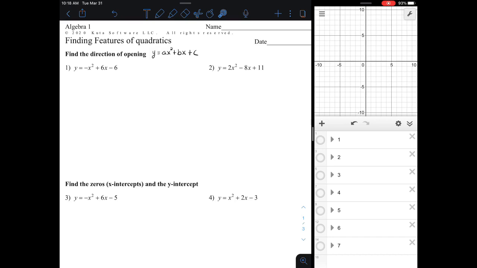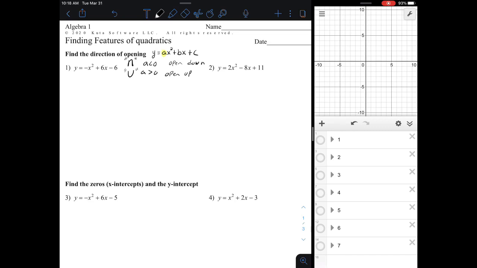And the way we tell the direction of opening is we look at the coefficient of the squared term, so in this case a. If a is negative, meaning less than 0, it's going to open down. If a is greater than 0, it's going to open up. Now, if it opens downward, you can expect the parabola to be N-shaped. And if it opens upward, the parabola is going to make a U.